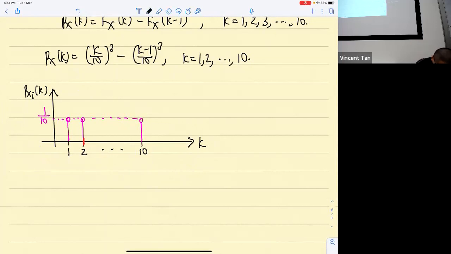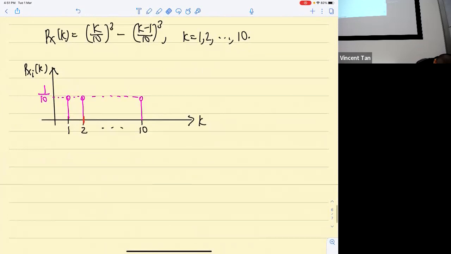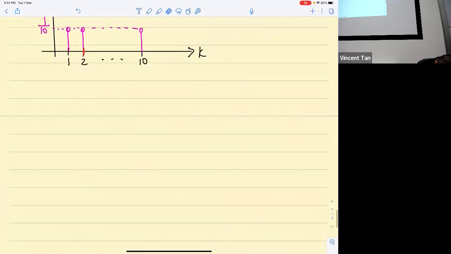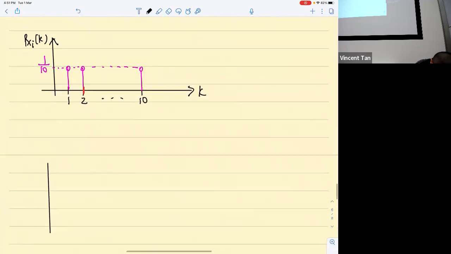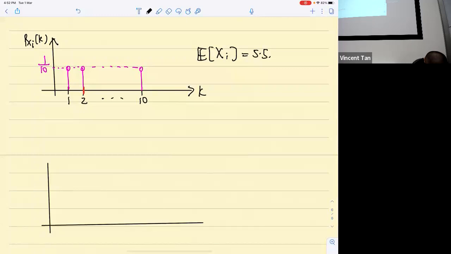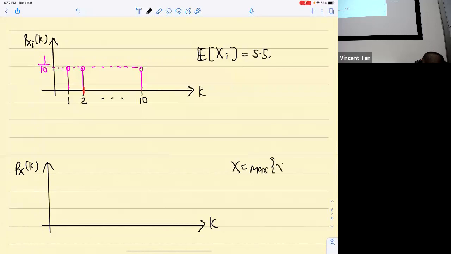Now, this guy here is a bit difficult to draw out if you do not have intuition, but I have intuition, so I'm going to draw it for you. So you see, you can actually improve. If you did 3 tries, intuitively, your maximum score is going to be better than 5.5. Here, the expectation of Xi, just by inspection, is 5.5, right? It's the average between 1 and 10, 11 over 2. All right. So here is the PMF of X, and X is equal to max of X1, X2, X3.